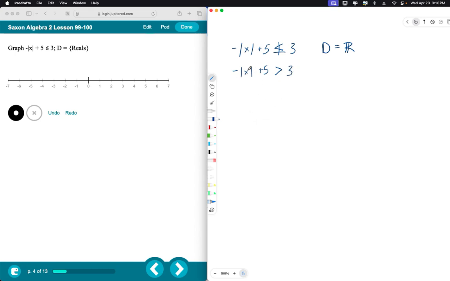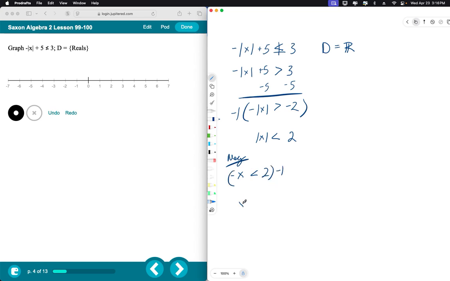Now we can solve for x. So minus 5 on both sides. Negative absolute value of x is greater than negative 2. Get rid of the negative absolute value of x. Now we have absolute value of x less than positive 2. The negative value here would be negative x less than 2. Multiply everything by negative 1. x is greater than negative 2. The positive value of that would be x is less than 2.